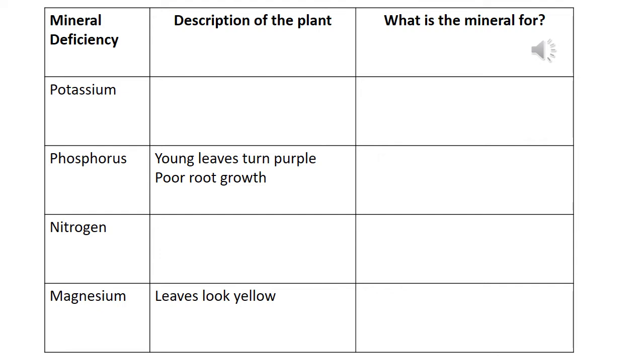Okay, if you wrote down that the leaves turn purple if they don't have enough phosphorus, well done. You could see a purpley tinge on those leaves there, and that's what happens if they are deficient in phosphorus. The thing that the picture didn't show us, because we couldn't see it, was it also affects root growth. So can you add to your table poor root growth under phosphorus?